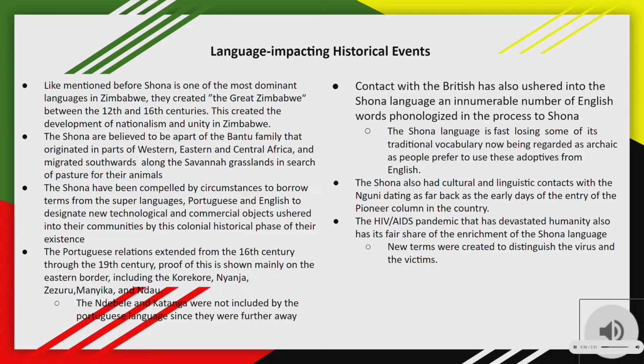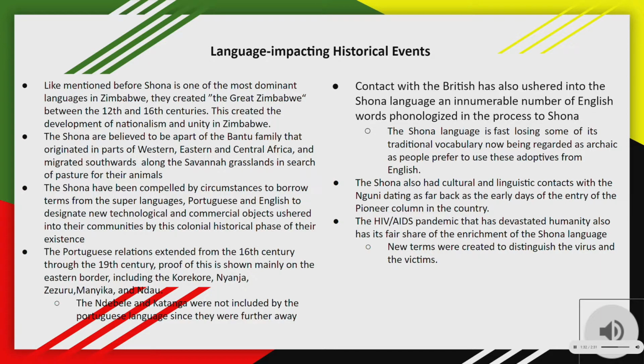The Shona have been compelled by circumstances to borrow terms from the super languages, Portuguese and English, to designate new technological and commercial objects ushered into their communities by this colonial historical phase of their existence. The Portuguese relations extended from the 16th century through the 19th century. Proof of this is shown mainly on the eastern border, including the Kore Kore, Nyaja, Zezuru, Manyika, and Indau. The Indabella and Katanga were not included by the Portuguese language since they were further away.